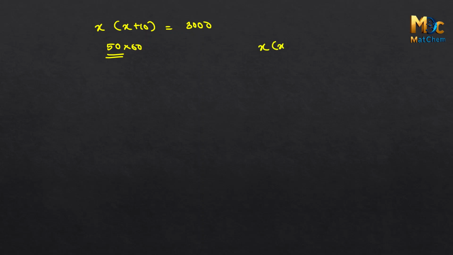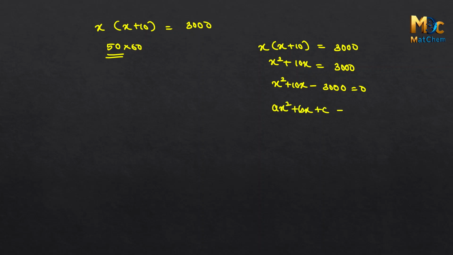That is x into x plus 10 is equal to 3000. That is x square plus 10x is equal to 3000. That is x square plus 10x minus 3000 equal to 0. We can compare it with the standard quadratic equation, that is ax square plus bx plus c equal to 0. When you compare it, you will get a is equal to 1, b is equal to 10, c is equal to minus 3000. Okay, fine.